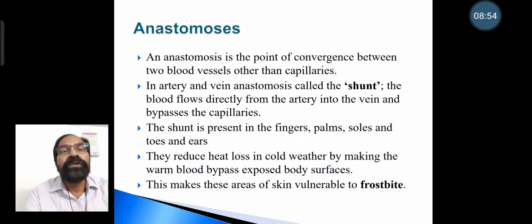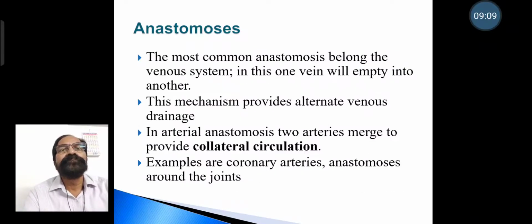They reduce heat loss in cold weather by making the warm blood bypass exposed areas. This makes the skin of these areas vulnerable to frostbite. The most common anastomosis belongs to the venous system. In this, one vein will empty into another. This mechanism provides alternative venous drainage.